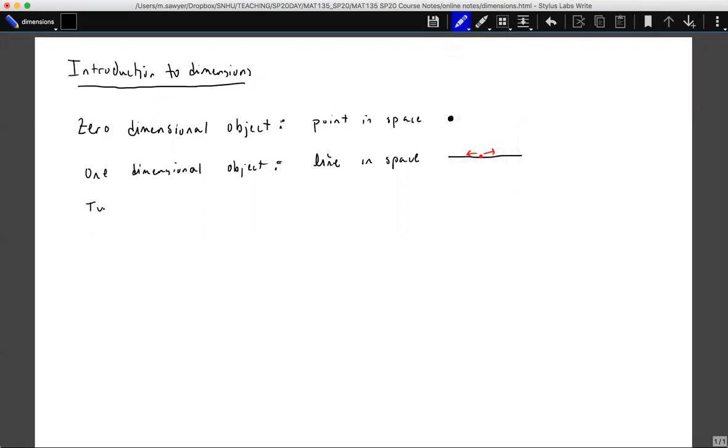Continuing the idea, we have a two-dimensional object. This would be like a plane in space, like a square. Given a point on the plane, I can describe it moving in the X direction or in the Y direction, and I have essentially 2 degrees of freedom. We can continue this idea to a 3-dimensional object, which we can think of as a cube in space. Given any point inside this cube, I can move in 3 different directions.